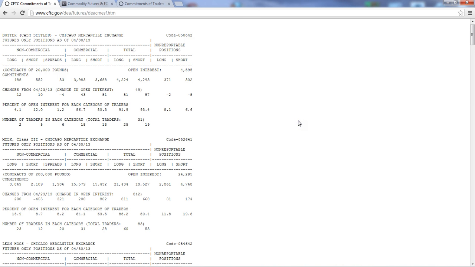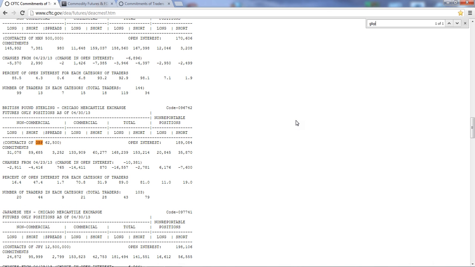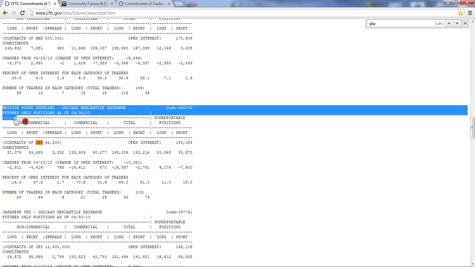To find what you need, in my browser, this is Chrome, there's always a search option where you can search the page for certain words. On Chrome it's Control F. So I'm going to push Control F and type GBP for pound, and right here is the COT report for the pound.